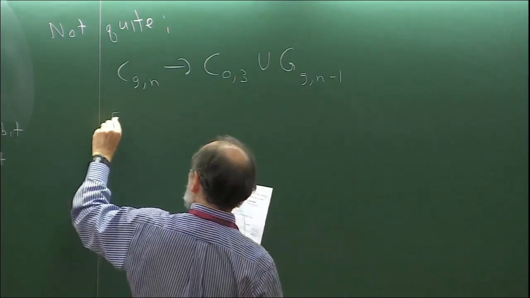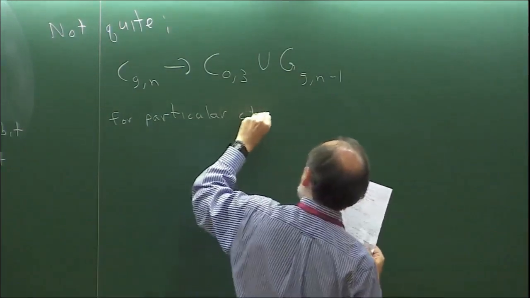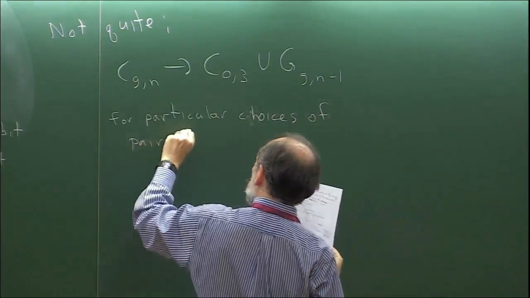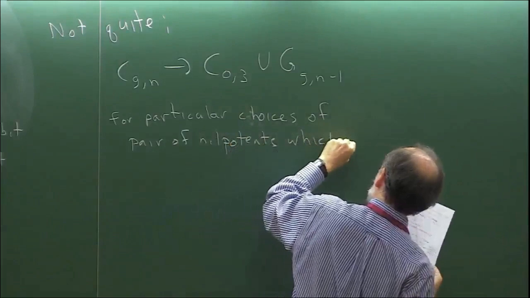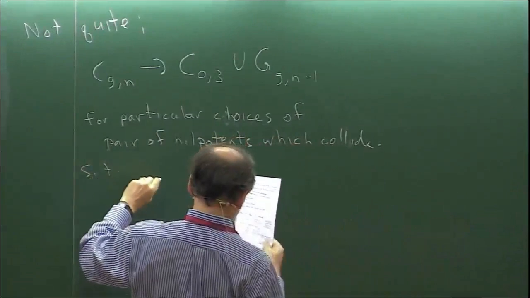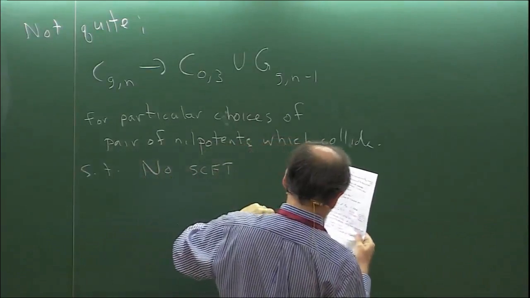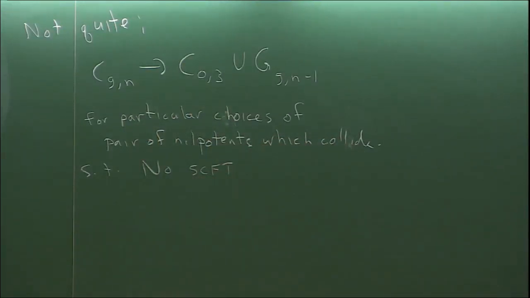Where for particular choices of the pair of nilpotents which collide, there's no SCFT corresponding to a three-punctured sphere with that pair of nilpotents plus any third nilpotent in your catalog of nilpotents that you're allowed to choose from. There's just no such theory.